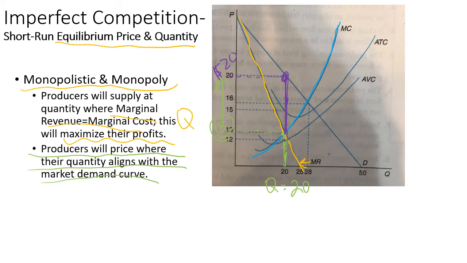So I followed this up to the demand curve. This red line here is the demand curve. After I found my Q, I followed that up to the demand curve. Where the Q hits the demand curve, you go horizontally across, and this is the amount that they're going to charge. So the amount that they are going to charge is different than where marginal cost intersects with marginal revenue.